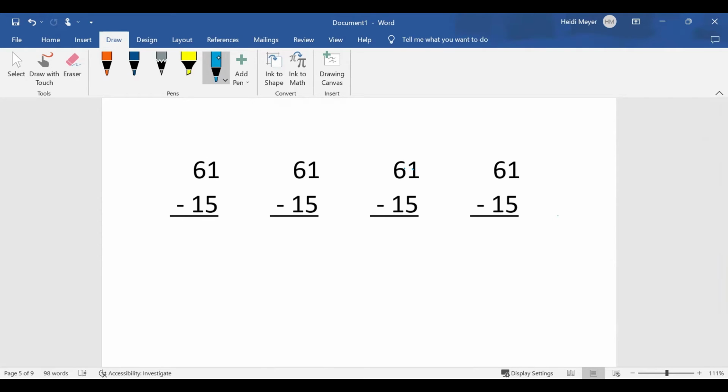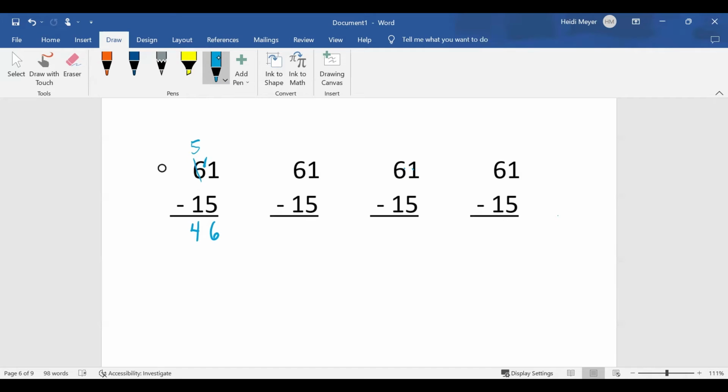So the way we do that is we look at the problem, we say, oh, 5 is bigger than 1. I can't take a 5 away from a 1. So I look to the left and I borrow. So I take 1 from the tens place, I put 10 in the ones place, and then I go ahead and do the subtraction. I can do 11 minus 5, which is 6, and 5 minus 1, and that gives me 46, which is the answer we found earlier.